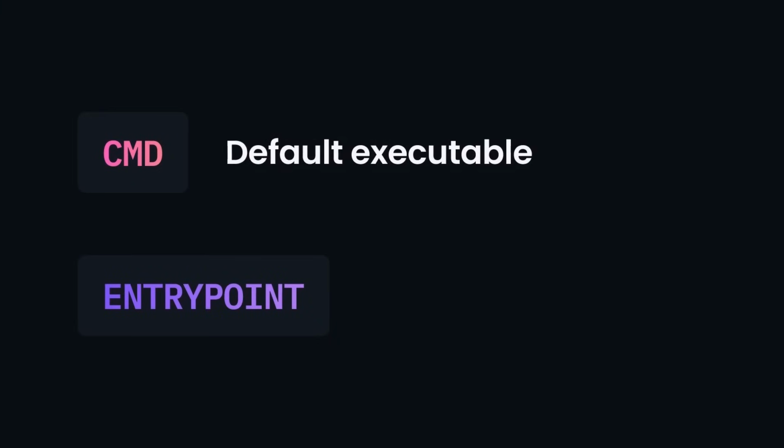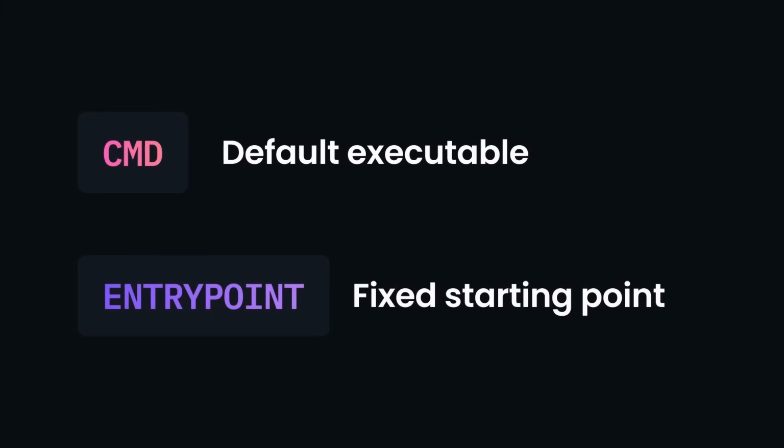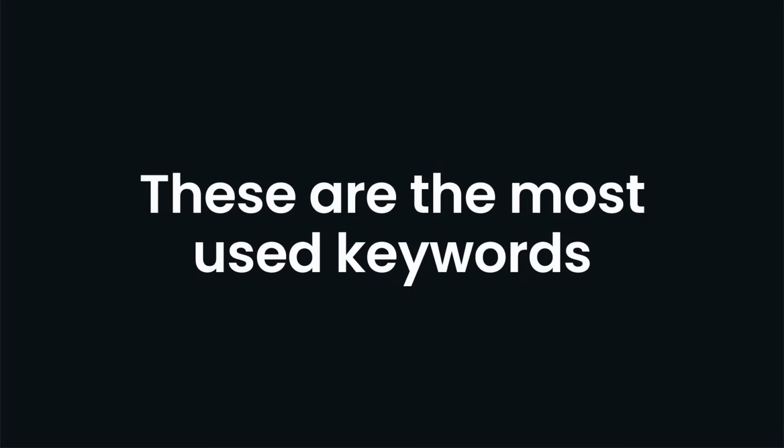Think of cmd as providing a default which can be changed, and entry point as setting a fixed starting point for your container. If both are used, cmd arguments will be passed to entry point. And these are the most used keywords when creating a Dockerfile.